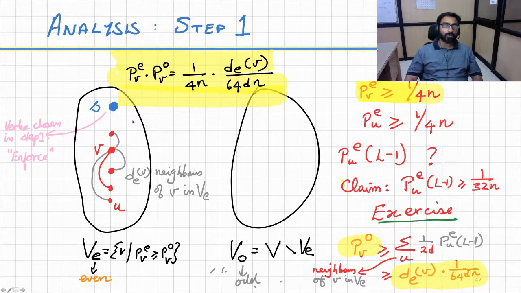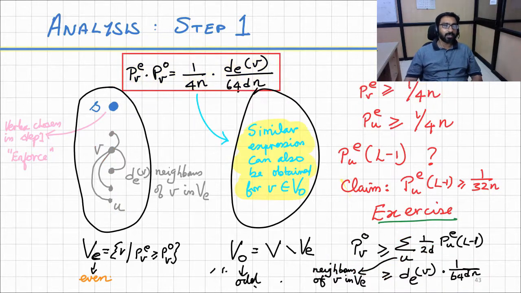So these are the two components that we need to multiply, and we are interested in PVE times PVO. All we need to do is, well, this is nothing but 1 over 4n times PVE times this bound over here, DEV over 64dn. And just to be clear, this must not be an equal to, but rather an inequality.